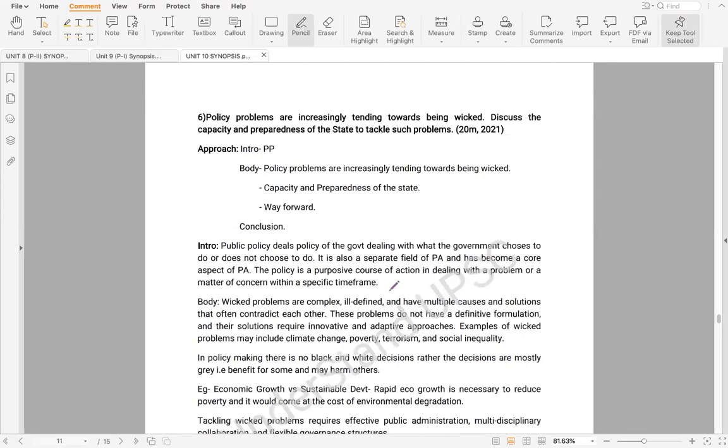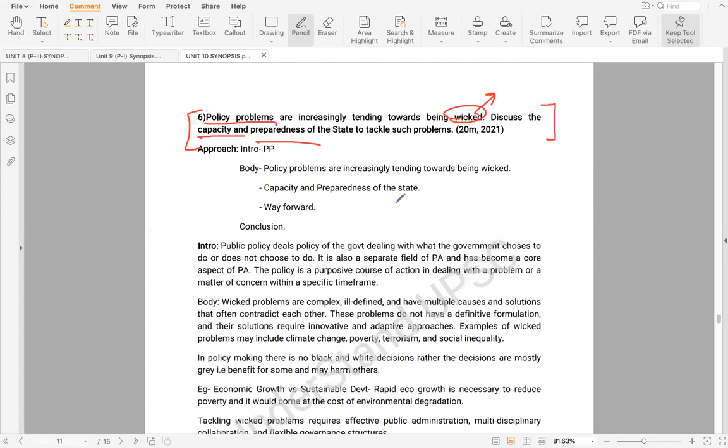Moving on, policy problems are increasingly tending towards being wicked. Discuss the capacity and preparedness of the state to tackle this problem. Nothing but an overall public policy-based question. Policy problems are increasingly tending towards being wicked. Nothing but the new challenges are coming into play. Discuss the capacity and preparedness of the state to tackle such problems.